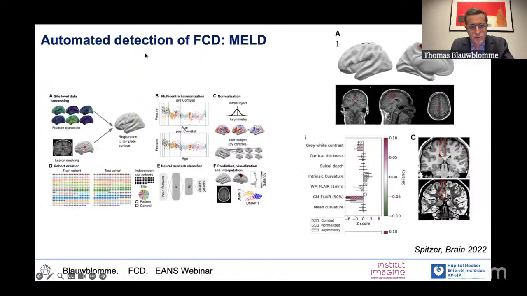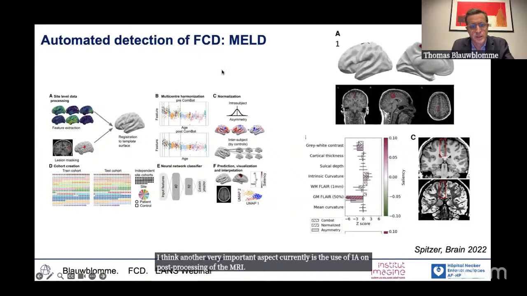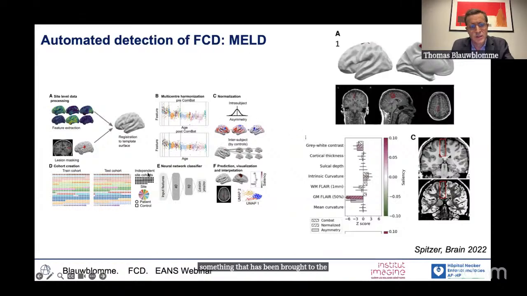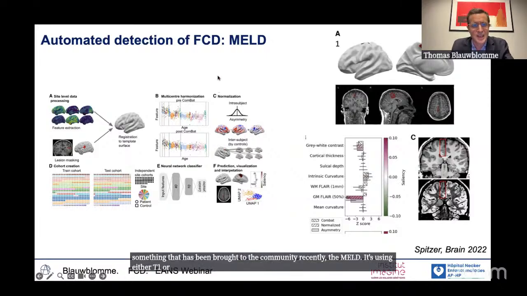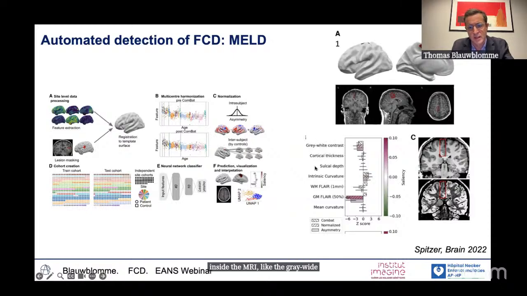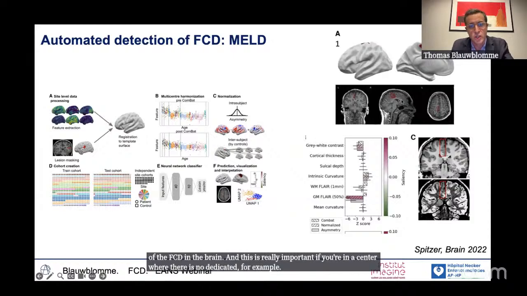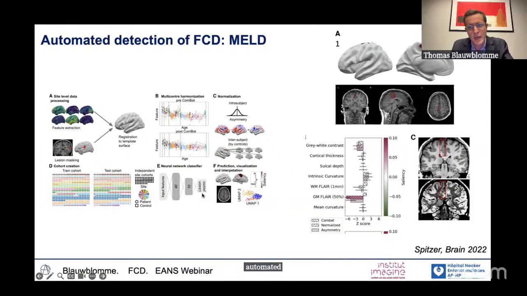I think another very important aspect currently is the use of AI and post-processing of the MRI. Something that has been brought to the community recently is the MELD. It's using either T1 or FLAIR, and it's extracting features inside the MRI, like the gray-white contrast, cortical thickness, the depth. But it can give nearly 70% of automated diagnosis of the FCD in the brain. And this is really important if you're in a center where there is no dedicated, for example, radiologist, because you can achieve automated diagnosis of the FCD, and it can also help you to locate the area you want to explore with chronic recording.